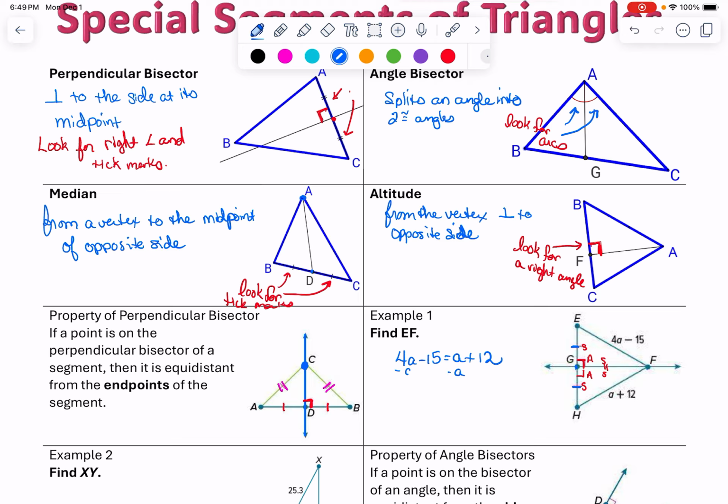Subtracting a from both sides, we get 3a. Adding 15 to both sides, we get 27. Dividing by 3, a is 9, but we're not finished. We don't want to stop short. It wants the distance between E and F. So to find the distance between E and F, we plug 9 in for a, and 4 times 9 is 36. 36 minus 15 will get us 21. So the distance between E and F is 21.